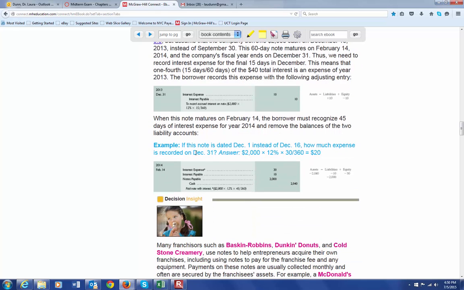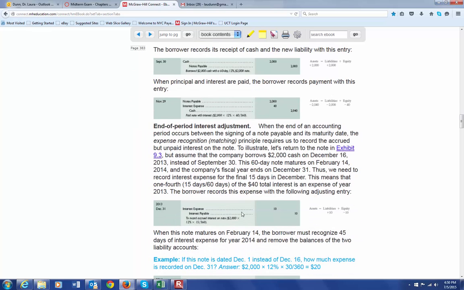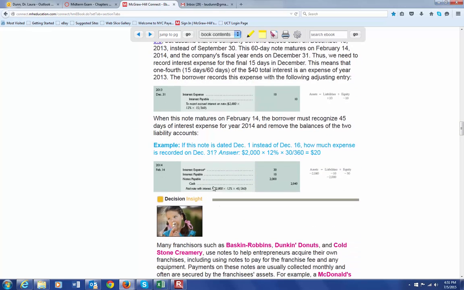Now, the next year, when you actually pay it off, you're going to debit interest expense, but this time for only $30 because you've already debited it for $10 up here. Then you debit interest payable for $10, because that gets rid of the amount you credited here. Now you're going to debit here to cancel that out. The debit goes to notes payable for $2,000, which gets rid of what you had credited up here. And then you're still paying the same amount of cash, $2,040. And these three add up to this number.